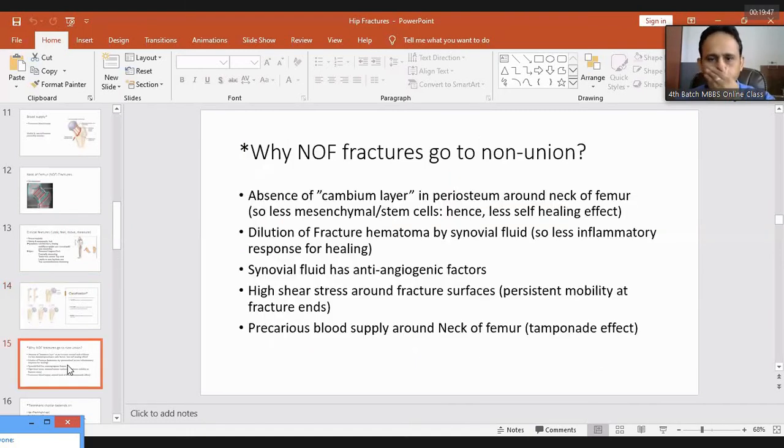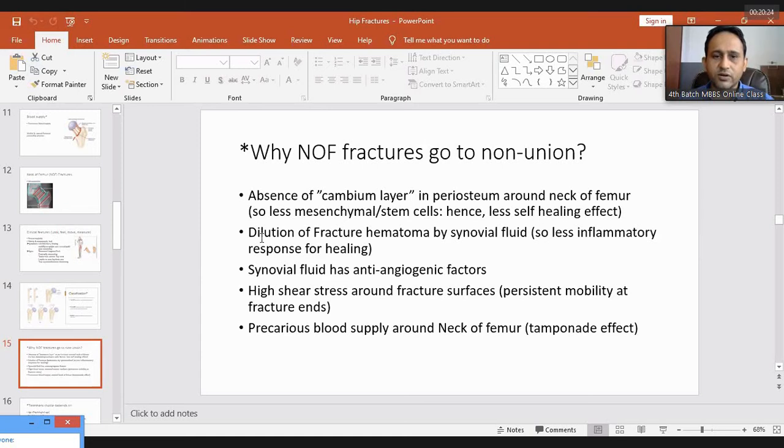Very important to know, these neck of femur fractures go into non-union. There are specific reasons why the neck of femur never heals itself, unlike other bones in other parts of the body. The uniqueness is that the periosteum in the femoral neck is devoid of the cambium layer, which is the mesenchymal stem cell rich layer. If it is absent, then naturally you have less healing effort and fewer self-differentiating cells.